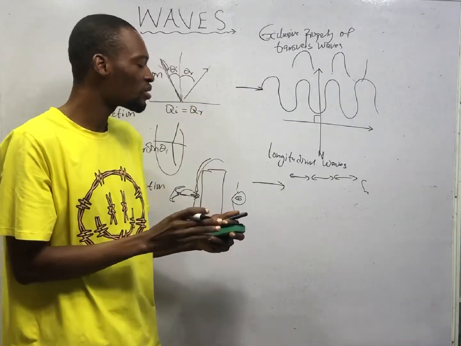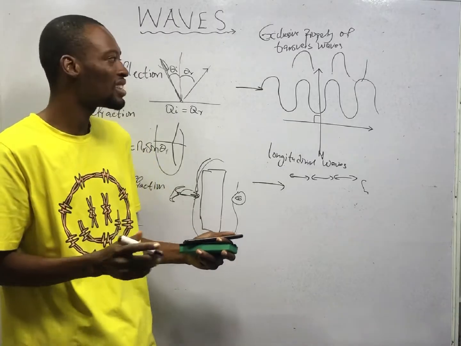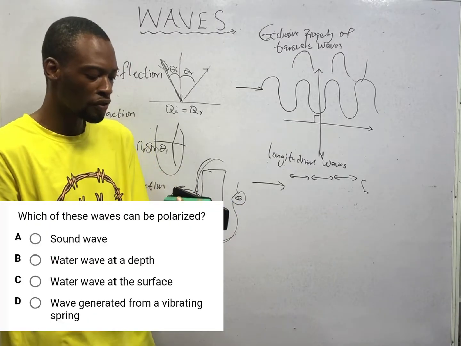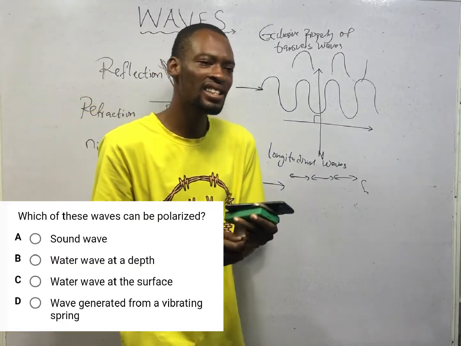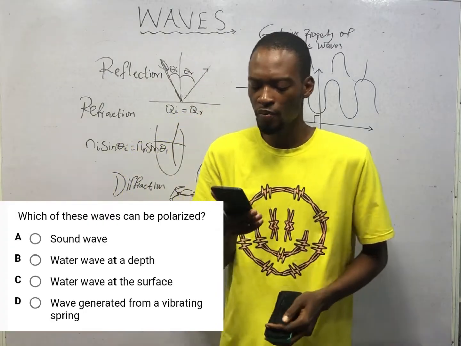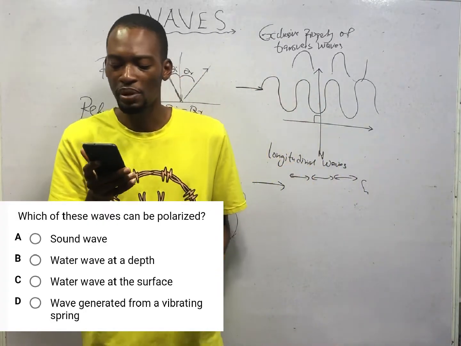Now, polarization only occurs in transverse waves. It is an exclusive property of transverse waves. Now, let's see the question once again. Which of these waves can be polarized?